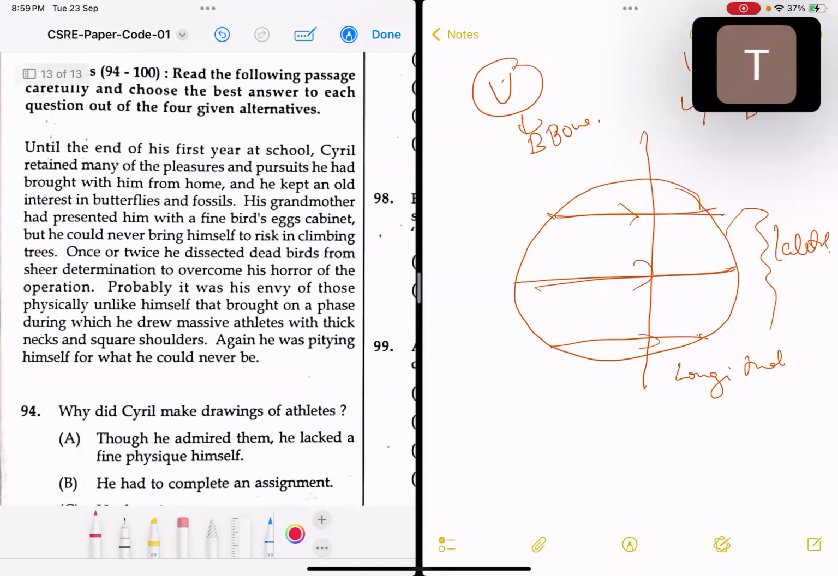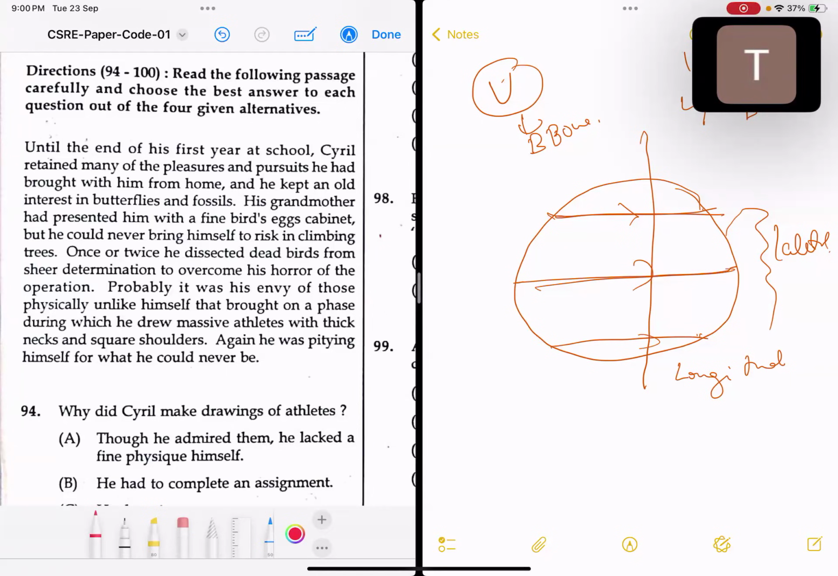Now let's come to the last passage. Here it talks about a person named Cyril and his personality. Until the end of his first year at school, Cyril retained many of the pleasures and pursuits he had brought with him from home, and he kept an interest in butterflies and fossils. His grandmother had presented him with a fine bird's egg cabinet, but he could never bring himself to risk climbing trees. Once or twice he dissected dead birds from sheer determination to overcome his horror of the operation. Probably it was his envy of those physically unlike himself that brought on a phase during which he drew massive athletes with thick necks and square shoulders. Again, he was pitying himself for what he could never be.